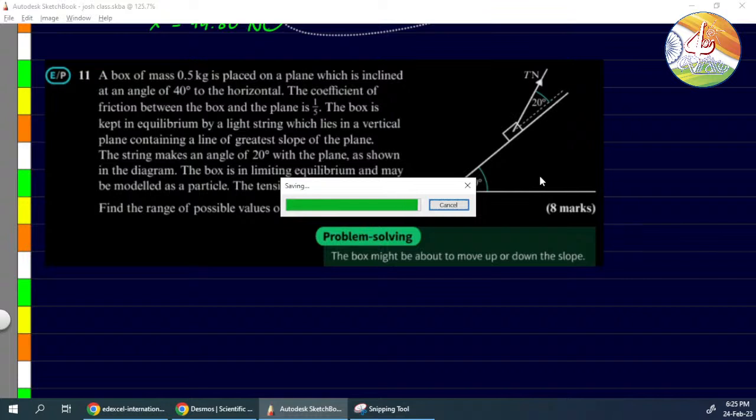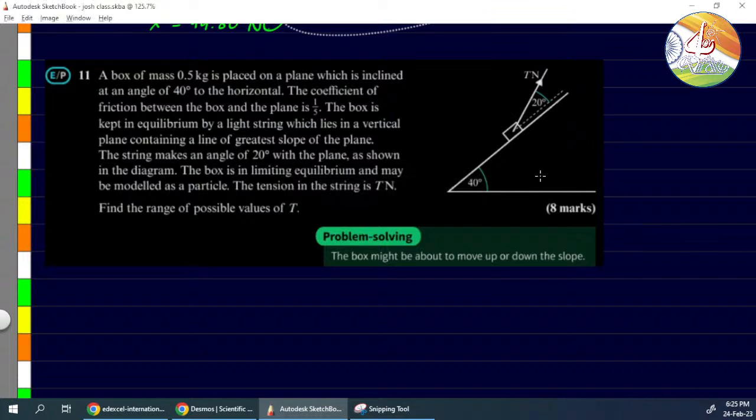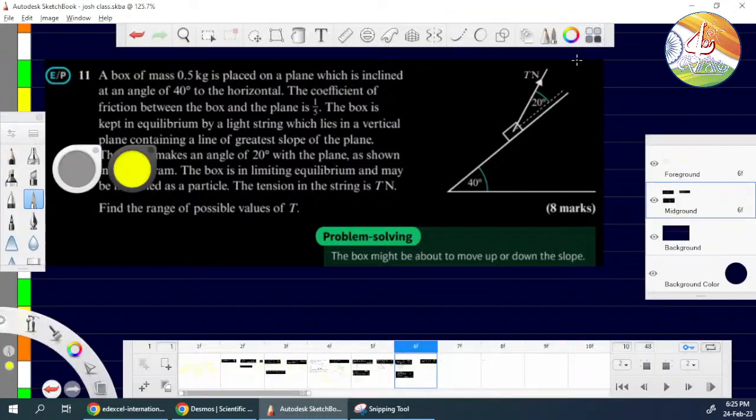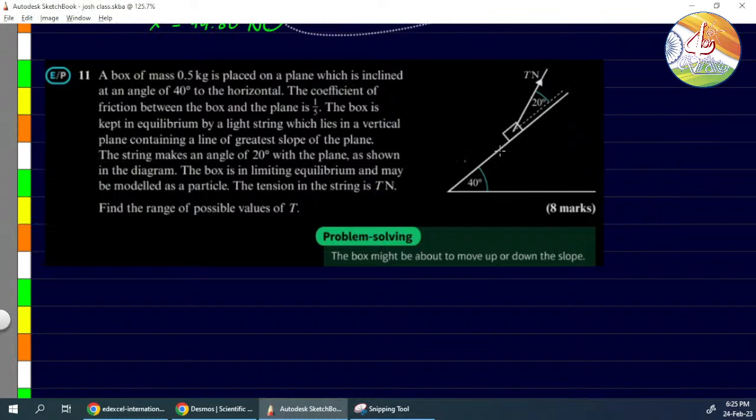So a box of mass 0.5 kg is placed on a plane which is inclined at an angle of 40 degrees and the tension is acting at 20 degrees. So what are the forces? The first downward force, weight, is how much? 0.5 g will be the weight acting downwards. Coefficient of friction is 1 by 5. That means mu value is given as 1 by 5.